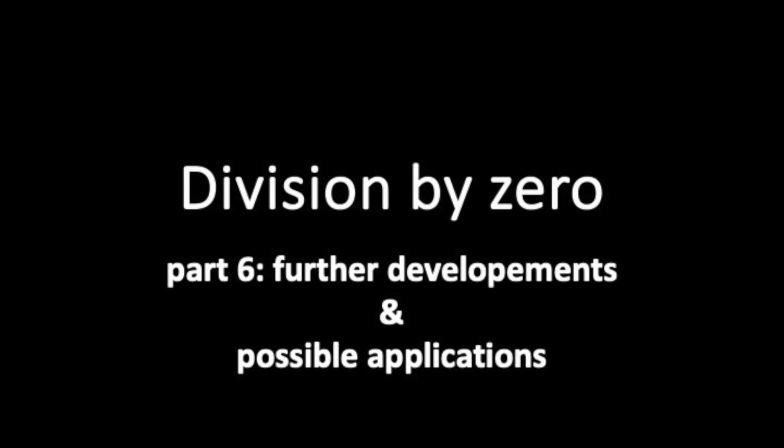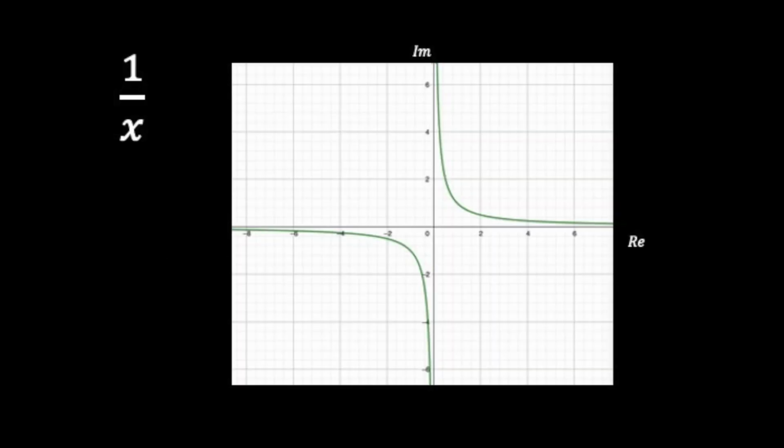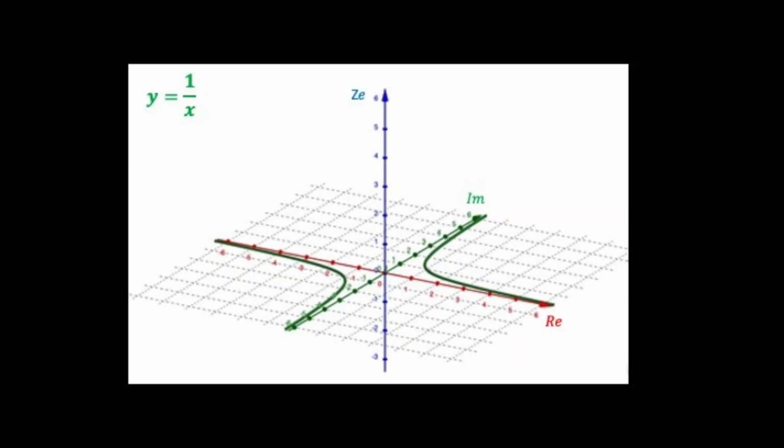What lies beyond infinity? Consider again the function 1 over x as we did in part 1. As x approaches 0, the function values go to infinity for positive x values and to negative infinity for negative x values. That's why we said that 1 over 0 is undefined. However, this is only the case for real or complex numbers. When we extend the numbers to hypercomplex numbers, the graph of the function 1 over x for real numbers x lies in the complex plane.